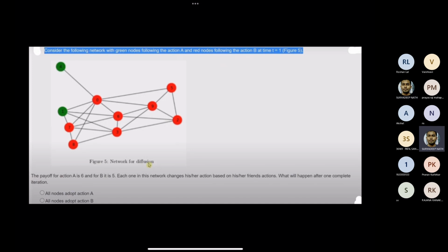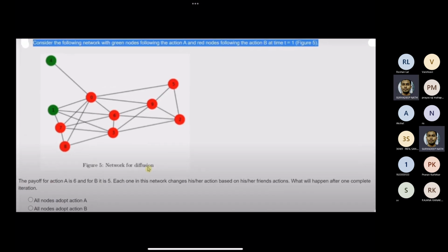So if you consider node 0, so 0 has only two nodes. So if you consider node 4, what happens is that it will get influenced by node 0.